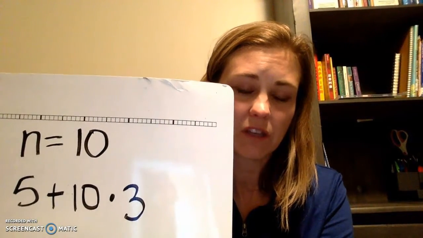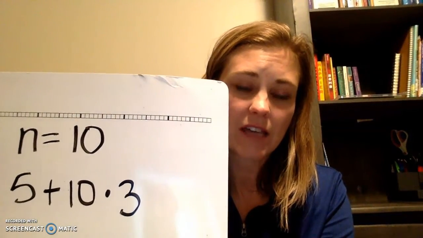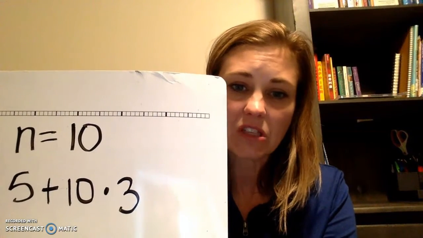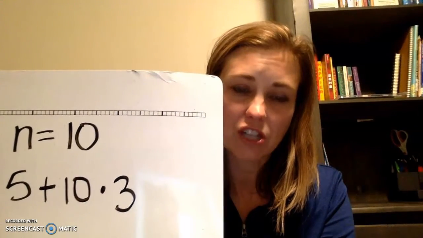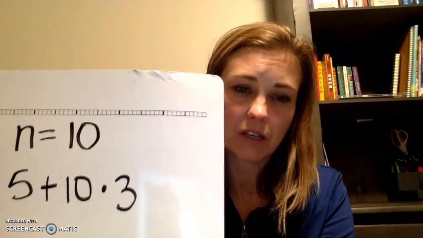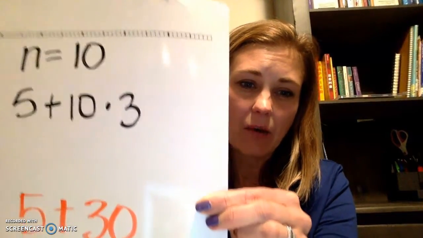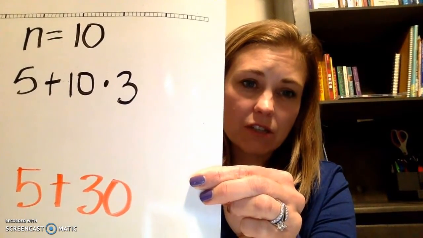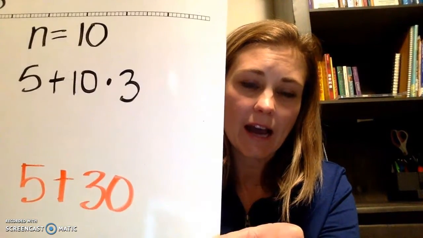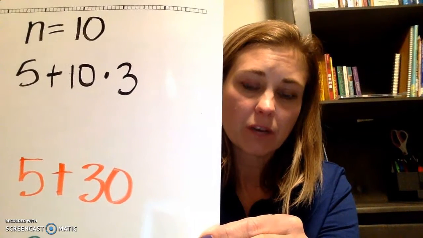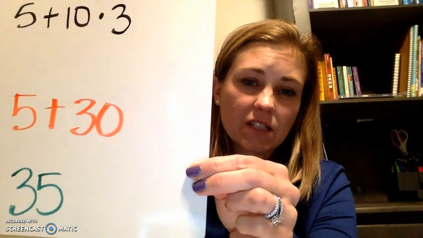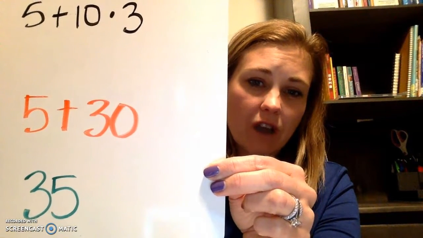Next, I want to try n equals 10. I put 10 in where n was. So that gives me the expression 5 plus 10 times 3. No parentheses again, so I move to my multiplication, which is 10 times 3. When I do that, now I have 5 plus 30. When I add down to my last expression, I can simplify it to 35.